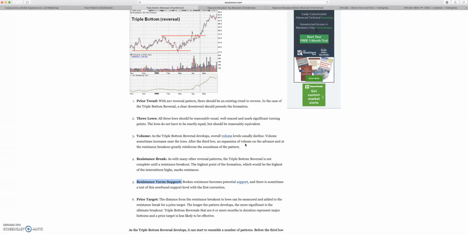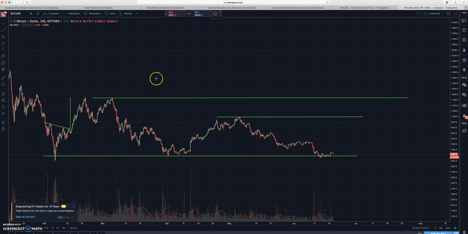And then you have a price target. So the distance from the resistance breakout to the lows can be measured and added to the resistance break for a price target. The longer the pattern develops, the more significant is the ultimate breakout. The triple bottom reversals that are 6 or more months in duration represent major bottoms, and a price target is less likely to be effective. So that's probably something we're looking at.